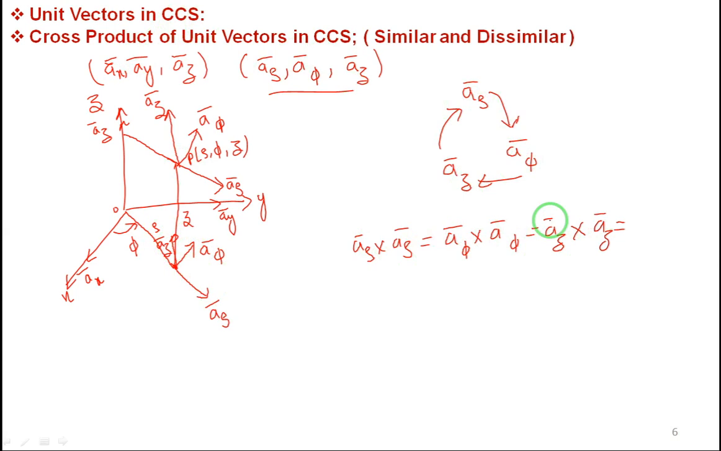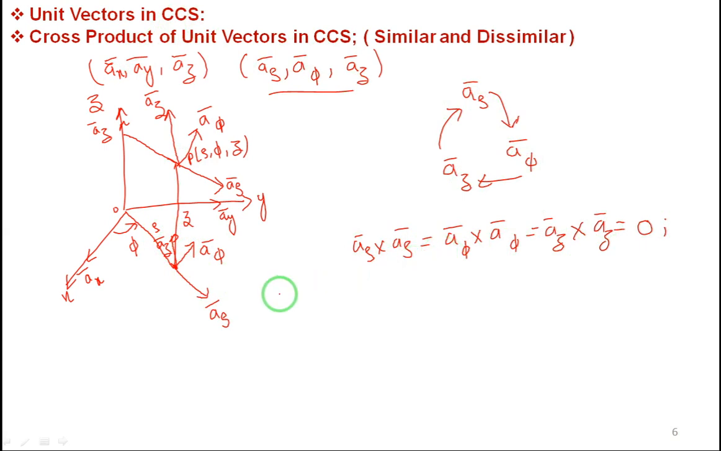So what will it come? One of you can answer what will be the value of a rho cross a rho or a phi cross a phi? Because we have seen the cross product. One of you can answer, or else I will tell. Take the cross product definition. Definition means sine of theta will come, right? So what will be the angle? Sine 0 means it will be 0, right? Parallel vectors, a rho and a rho are parallel, the angle is 0, sine 0 is 0. So if I take the cross product of similar vectors, it will be 0, right? Vector a cross vector a is 0, a rho cross a rho is 0.